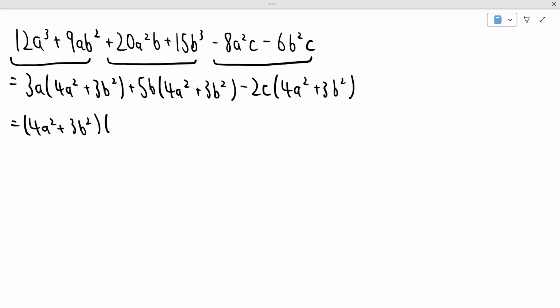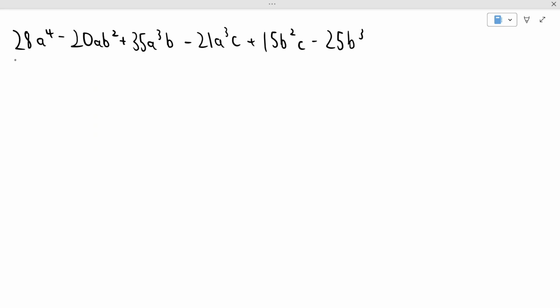And if we factor out a 4a squared plus 3b squared from our first term, we're left with a 3a. If we factor that out from the second term, we're left with a 5b, and if we do the same with the third term, we're left with a minus 2c. And this is our final answer.